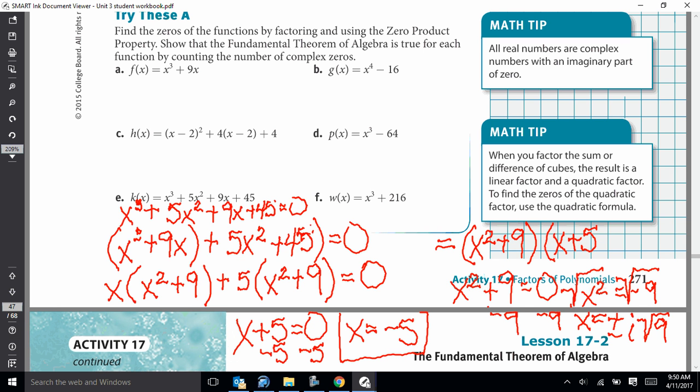We can even take it one step further. What's the square root of 9? 3. Plus or minus 3i, and then x equals -5, and then 3. All right, so are we comfortable with that? And that kind of helps to refresh the.